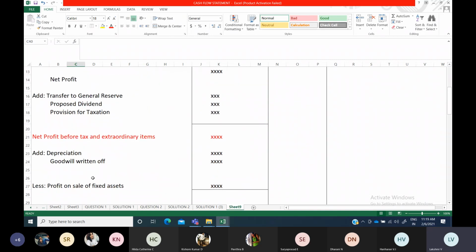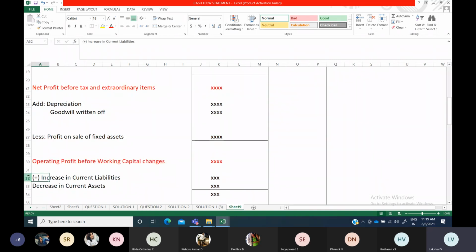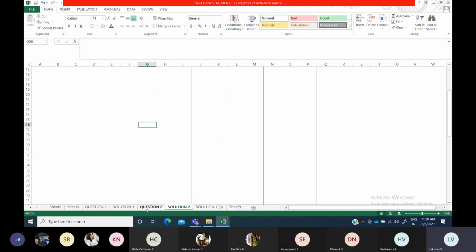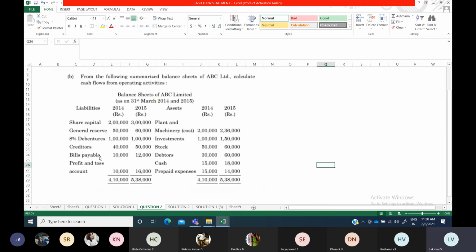Increase in current liability means you have to add. Where you have to add means see here. After the operating profit before working capital changes, after that you have to add your increase in current liability. You have to show specifically bills payable, creditors, both you have to show specifically, and you have to mention the item over there. Okay, both are increase, so that you have to go through.